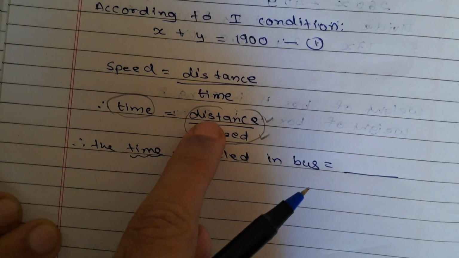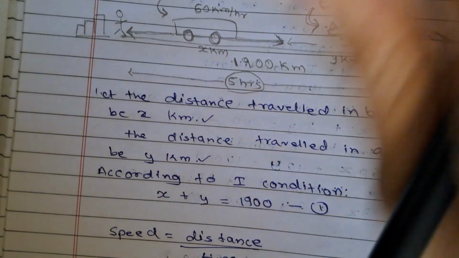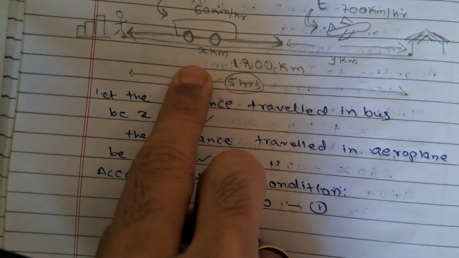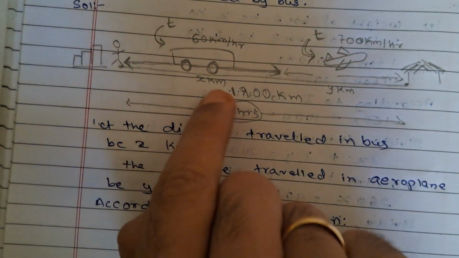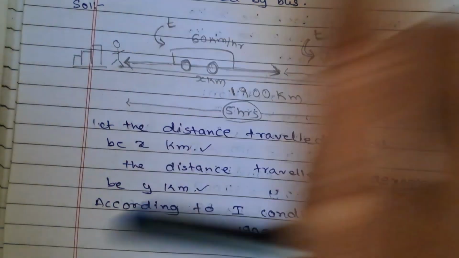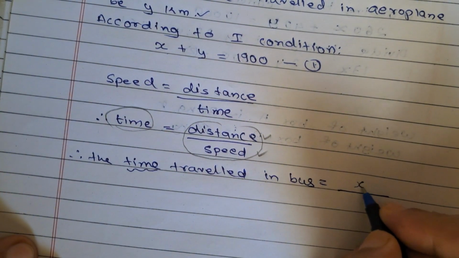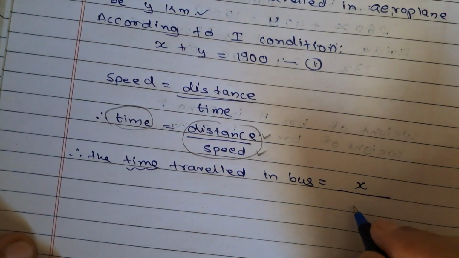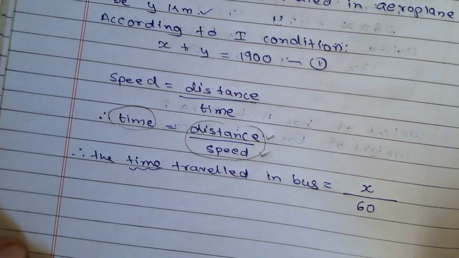So now let me go back and see what is the distance and what is the speed in bus. The distance is nothing else but x. And what is the speed, by the way? 60 kilometer per hour. So x is the distance and 60 kilometer per hour is the speed. So I will write the distance x in the numerator and the speed 60 in the denominator. Simple as that.